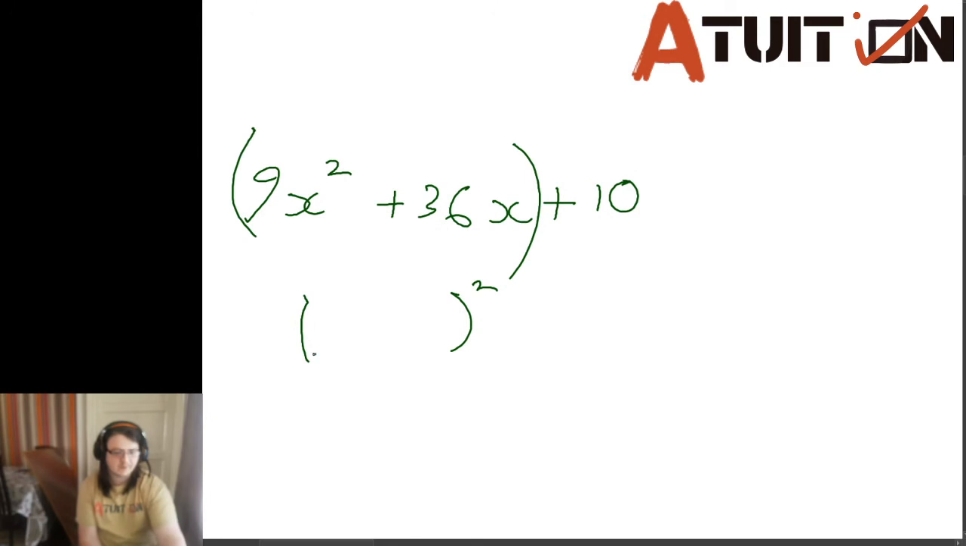Well, this bit is going to multiply by itself to make 9x squared. So what multiplies by itself to make 9x squared? That would be the square root of 9 and then the square root of x squared. The square root of 9 is 3 and the square root of x squared is just x. So this bit's just going to be 3x. So when we multiply out those brackets, we'll end up with 3x times 3x for 9x squared.